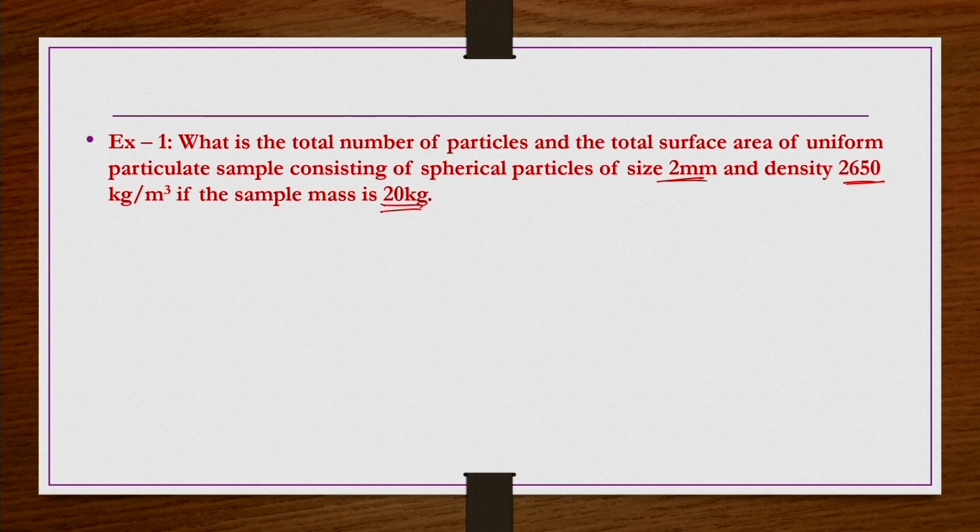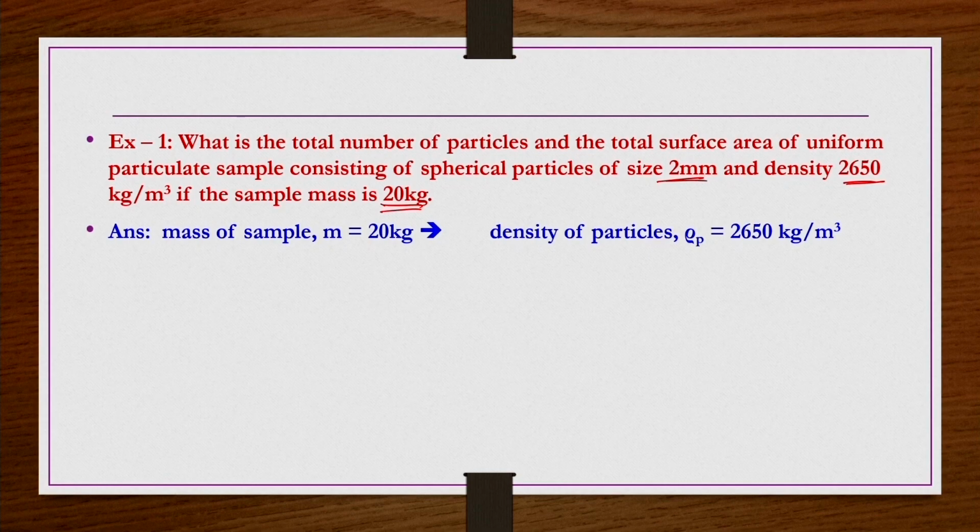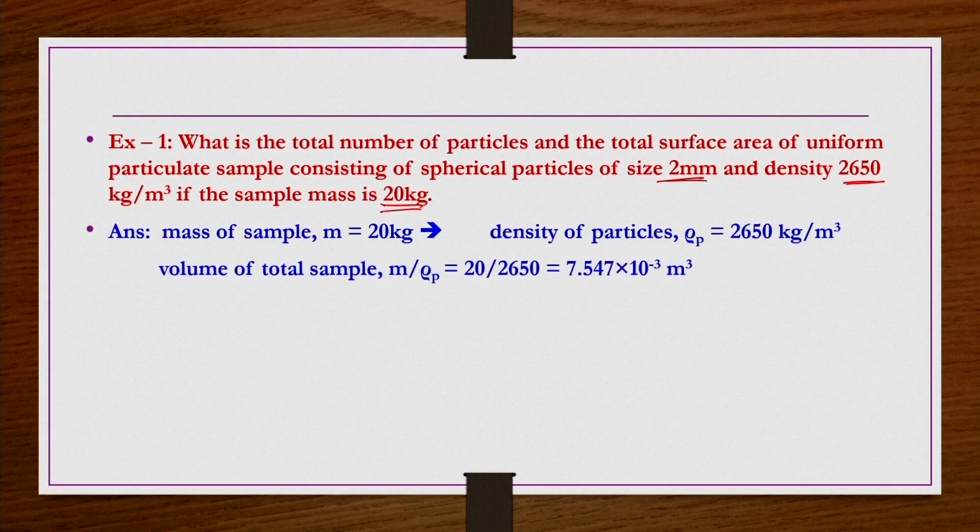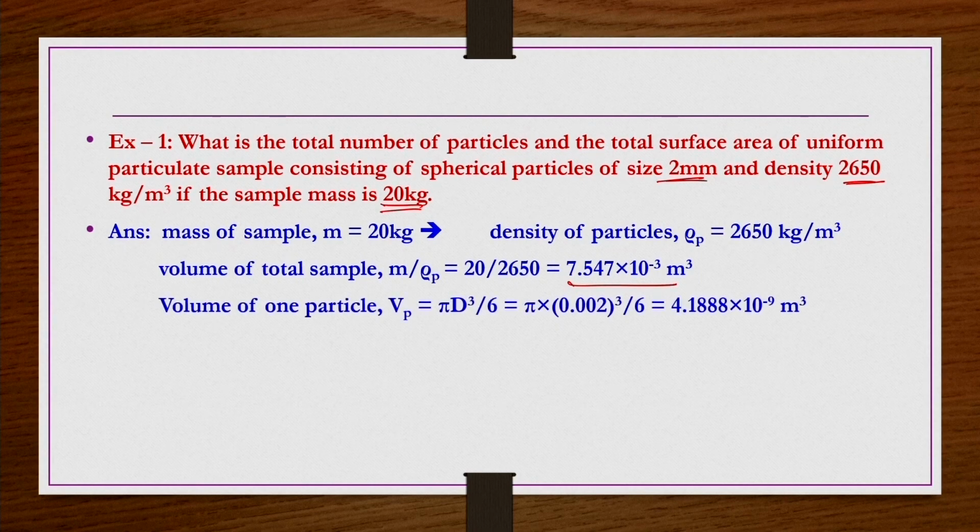So, you do not need much information other than these three. All information is given. Sphericity is required, but that is equal to 1 for spherical particles. So, simply we can get this information by using the equations. What would be the volume of the total sample? That would be m by rho p; m is given, rho p is given. So, total volume would be this. Likewise, the volume of one single spherical particle is pi d cube by 6, where d is the size of the particle. So, then you get the volume of a single particle like this.